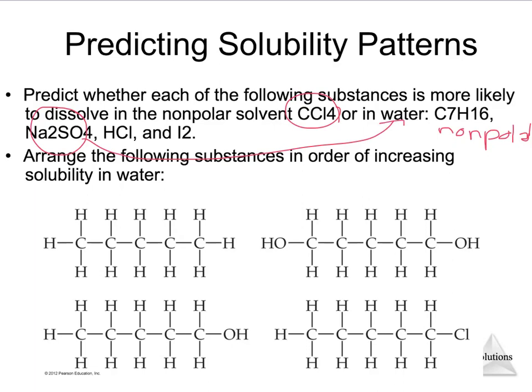My next one, HCl. Now we know that HCl is going to have a dipole, and that dipole will move towards chlorine because chlorine is more electronegative.